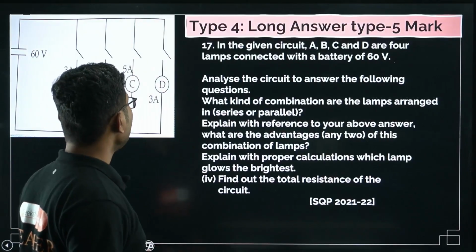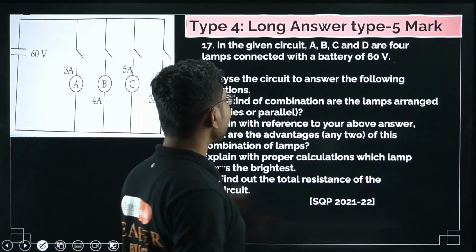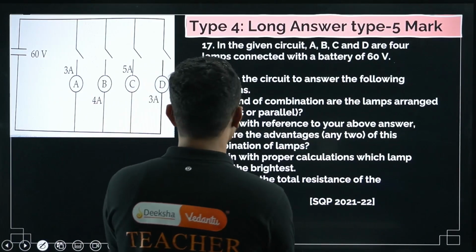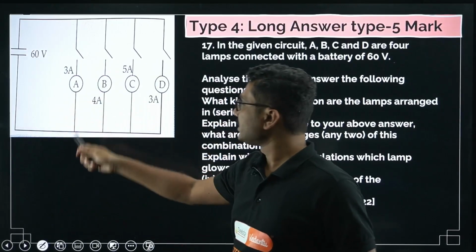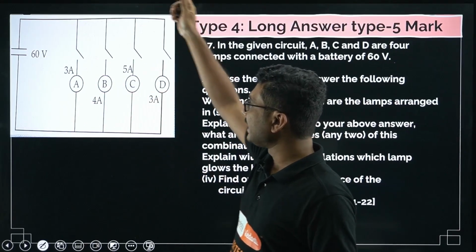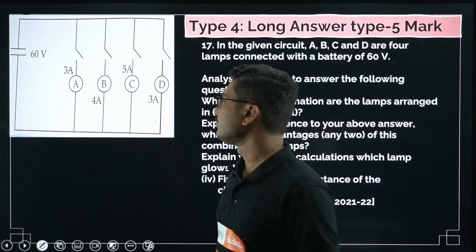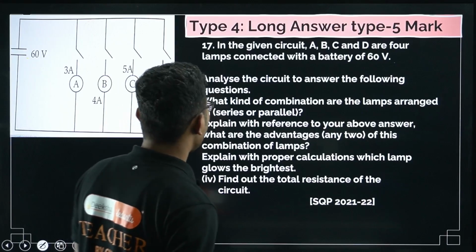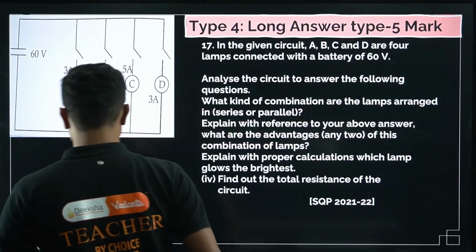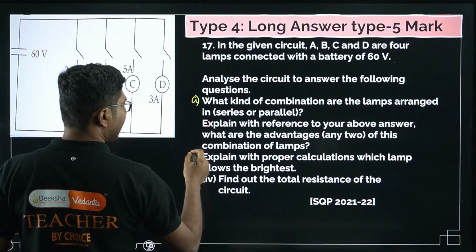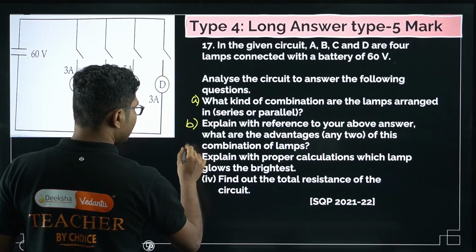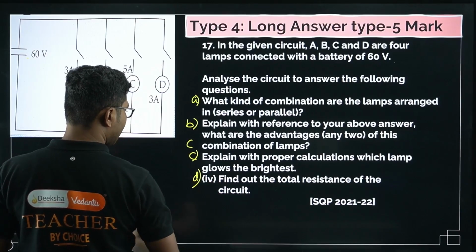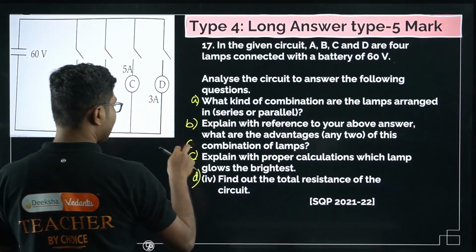Now the next question is also a circuit based question. In the given circuit, A, B, C, D are 4 lamps connected with a battery of 60 volts. So here as you can see, A, B, C, D are all connected with a battery of 60 volts. Analyze the circuit to answer the following questions. What kind of combination is used? This is A, B, C, and this is D. Somehow the labels are missing, so I am marking them.